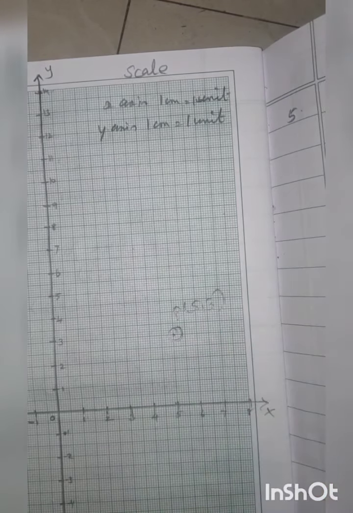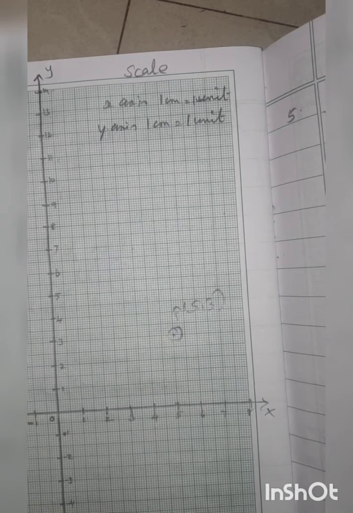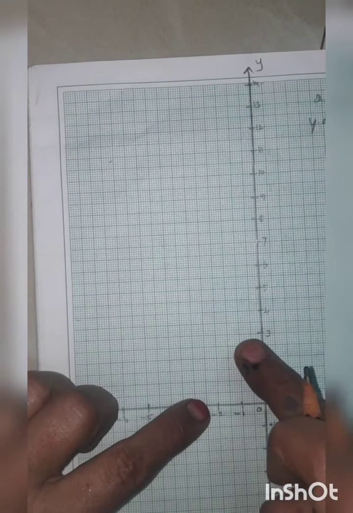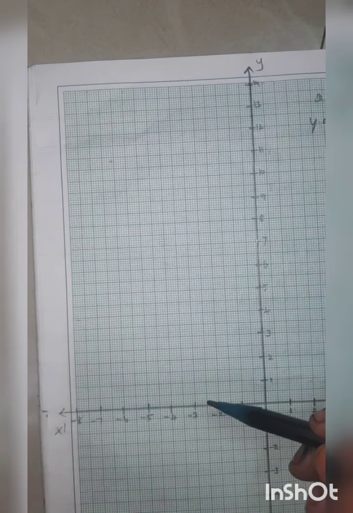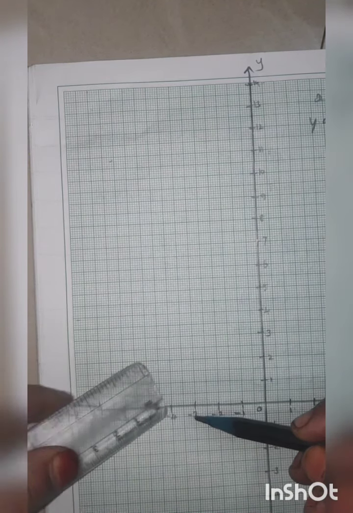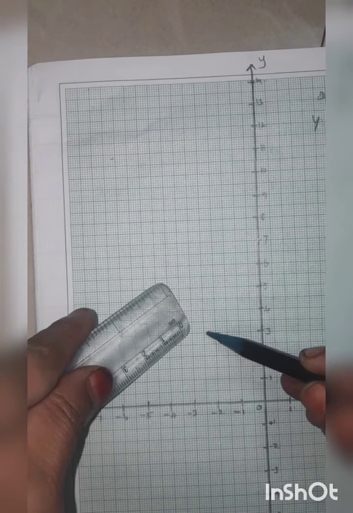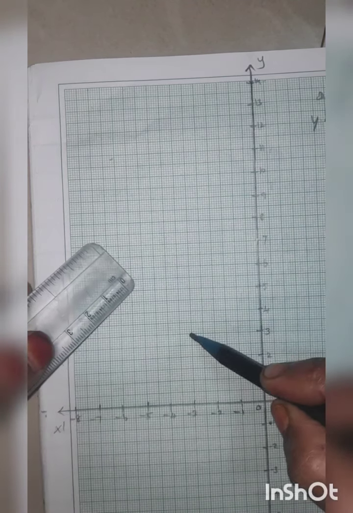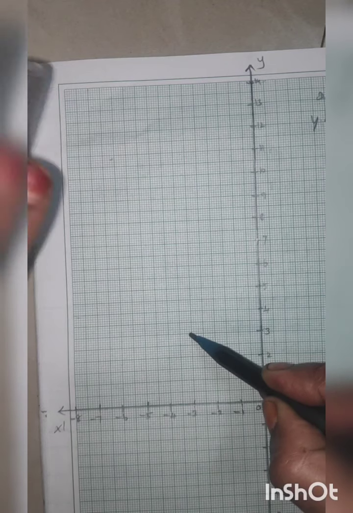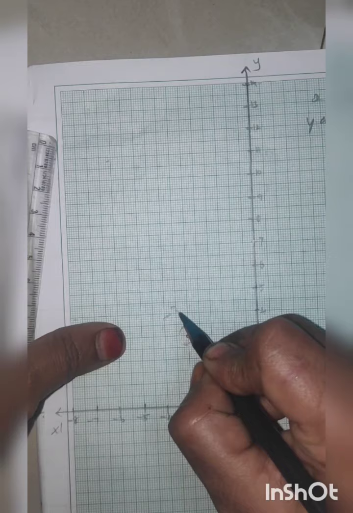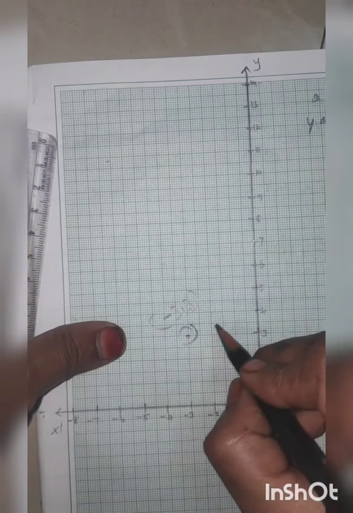The second point is -3, 3. See the second quadrant, -3 and 3. The two lines coincide at the point. -3, see the line, and +3. The two lines meet at this point. What is the point? -3, 3. Put a dot and write minus 3 comma 3.